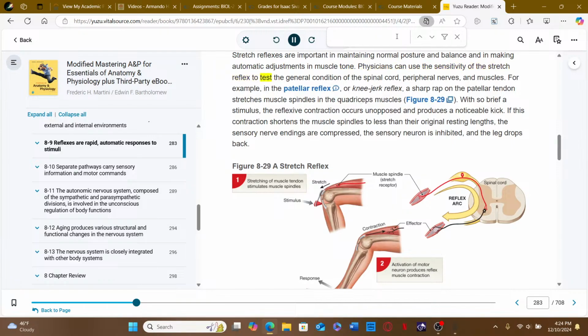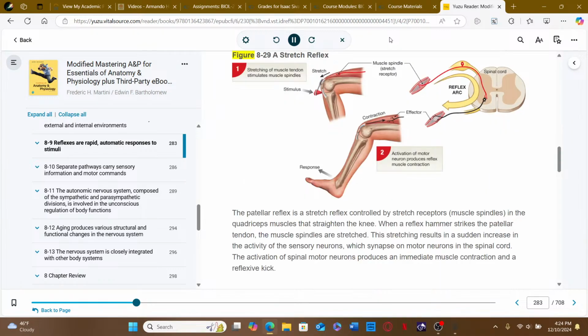Physicians can use the sensitivity of a stretch reflex to test the general condition of the spinal cord, peripheral nerves, and muscles. For example, in the patellar reflex, or knee-jerk reflex, a sharp rap on the patellar tendon stretches muscle spindles in the quadriceps muscles, Figure 8-29. With so brief a stimulus, the reflexive contraction occurs unopposed and produces a noticeable kick. If this contraction shortens the muscle spindles to less than their original resting lengths, the sensory nerve endings are compressed, the sensory neuron is inhibited, and the leg drops back.